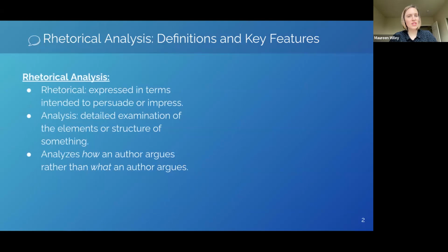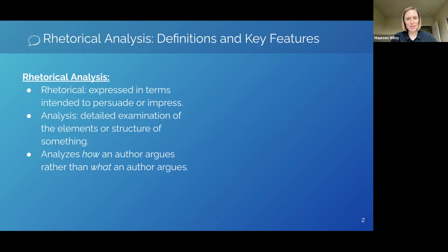First up, the definition overall of a rhetorical analysis can be split into the words. Rhetorical means referring to something being expressed in terms intended to persuade or to impress. Not impress in the sense of making someone jealous or inspired or things like that. It's more about giving an impression, okay? So anything that is rhetorical is expressed persuasively. So arguments that use rhetoric are persuasive arguments that try to impress an idea or a concept or a belief or an opinion onto their audience.